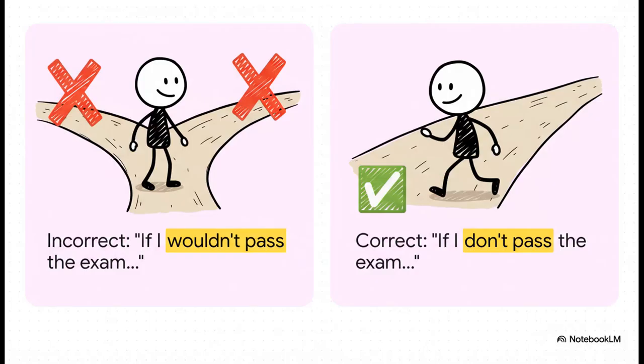Now, this is one of the most common mistakes people make. That little word would simply does not belong in the if part of a first conditional sentence. It's never, if I wouldn't pass, it's if I don't pass. Getting this right is such a clear sign that you're a confident English speaker.